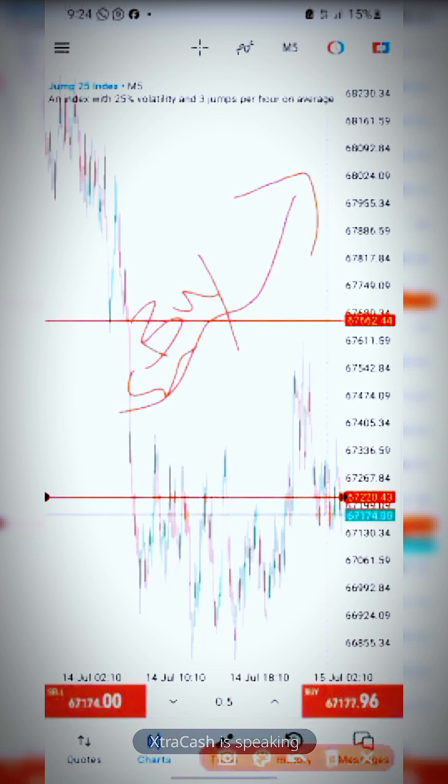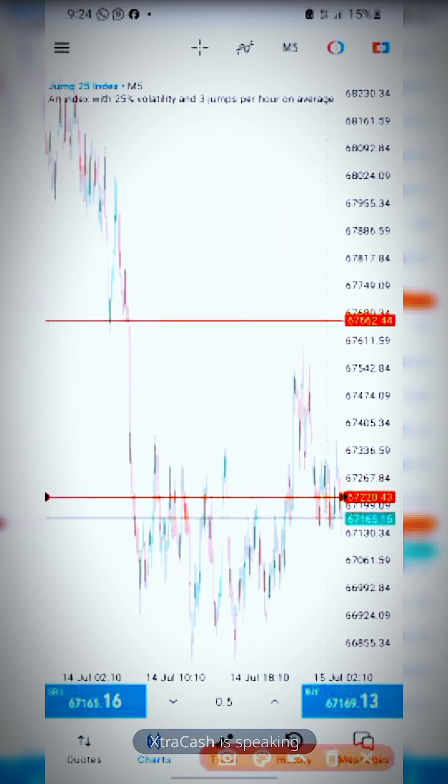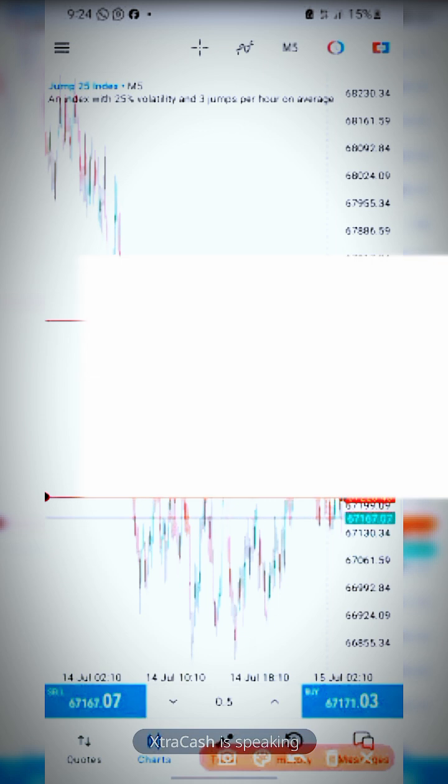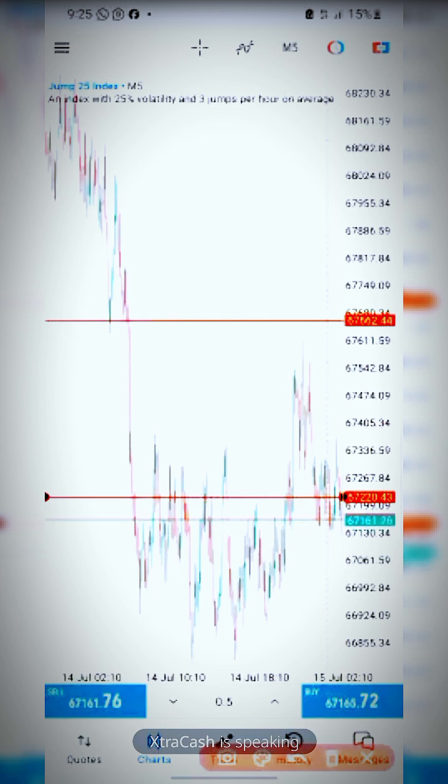Just like a river or water, if you are swimming against the tide or against the wave, you will definitely struggle. But if you are swimming in the direction of the tide or the wave, it will be very easy for you to float. So the aim of this class is to explain the factors or easy ways you can draw your trend line. Now we'll be looking at a bullish trend, or uptrend, and then the downtrend. So let's look at the bullish trend first.